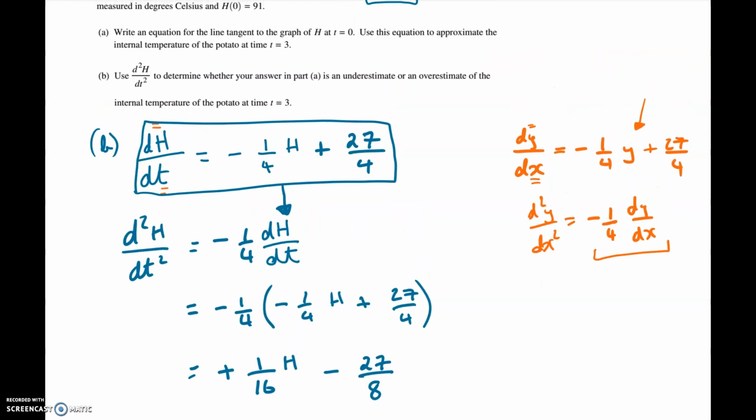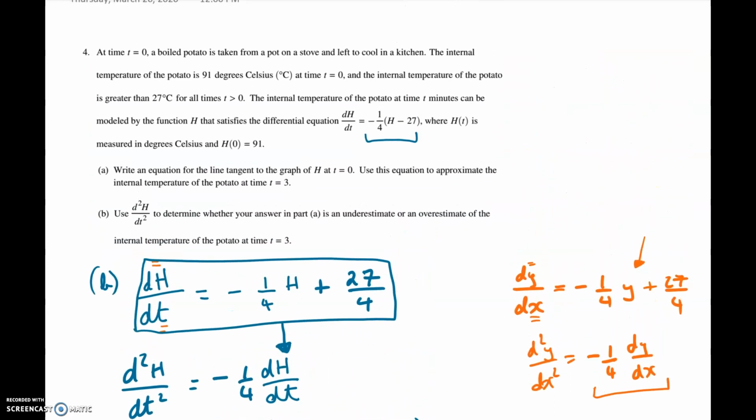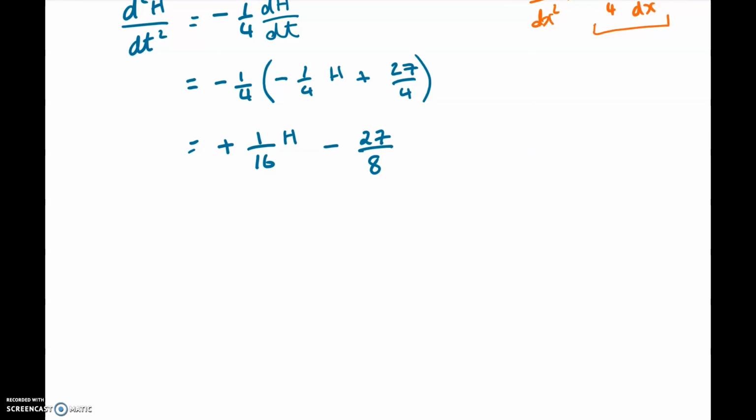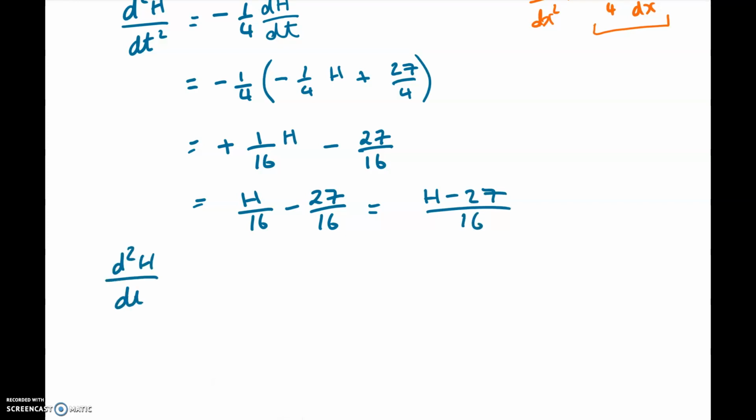Now, what else do you know? You know that the internal temperature of the potato is always greater than 27 degrees. I've made a mistake here. This should be 16. So that means it's going to be h over 16 minus 27 over 16, which is h minus 27 over 16. So d2h/dt squared is (h minus 27) over 16.